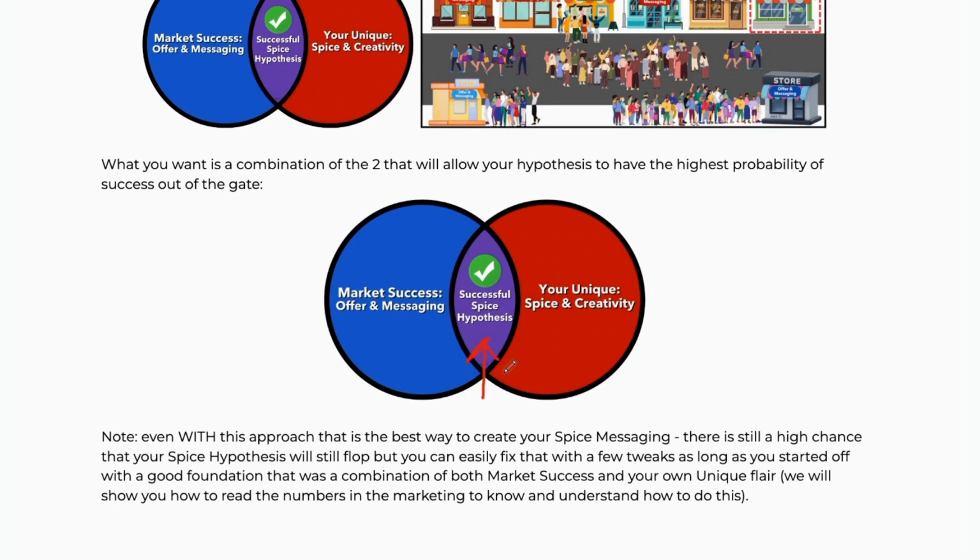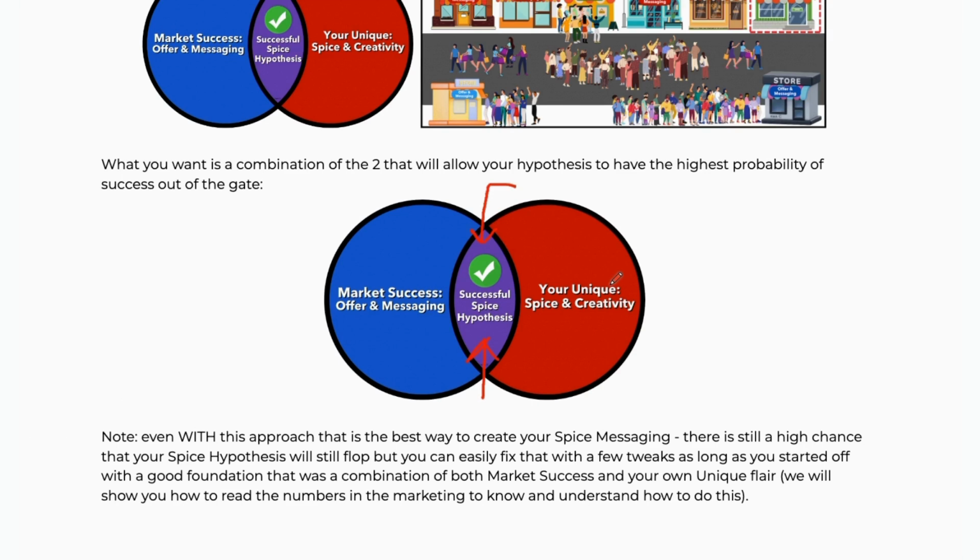Now, here's the thing you've got to understand: even with this approach that we're talking about right now, even though this is the best way to create your spice messaging hypothesis to get started off with, right? Because you have nothing right now. You maybe have never run ads before. You've never had a spice messaging hypothesis. You've got nothing. So we're creating this hypothesis to go ahead and test. We don't have any real-world data for you just yet. But even then, there's still a high chance that even with this spice hypothesis, it'll still flop, and you might end up still not having the best outcome, right? Even with this amazing approach. Of course, don't worry, because if you do this amazing approach properly, you will at least be in the ballpark of a hypothesis that is going to work.